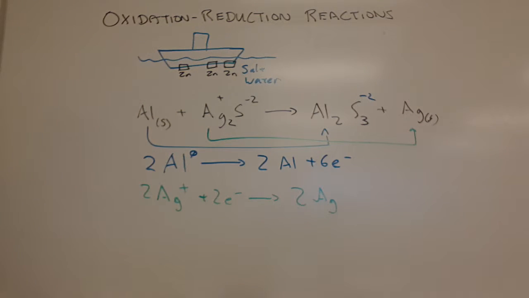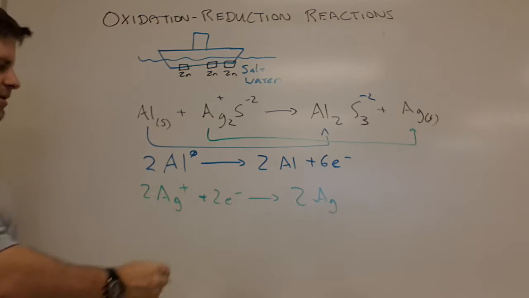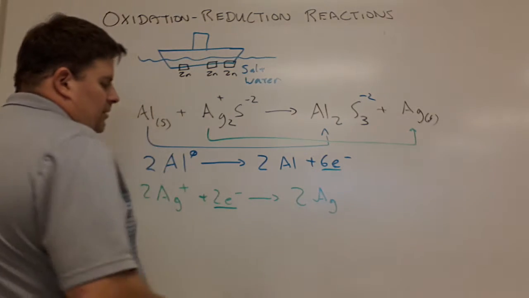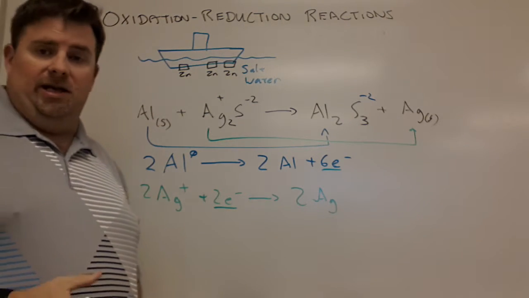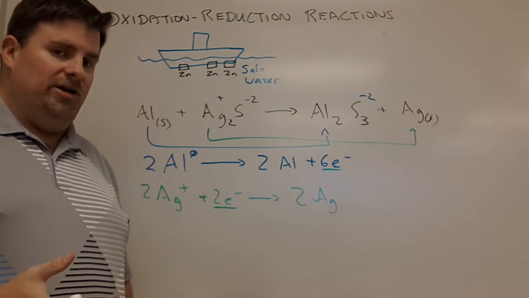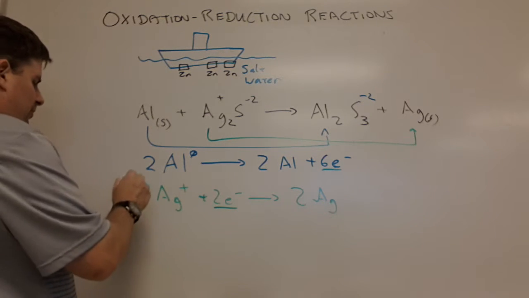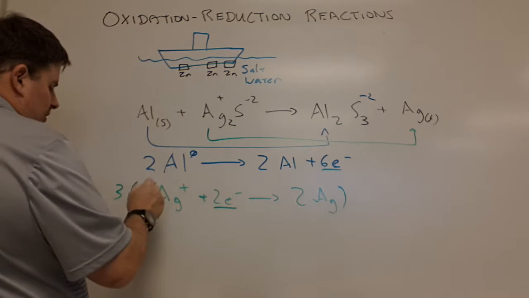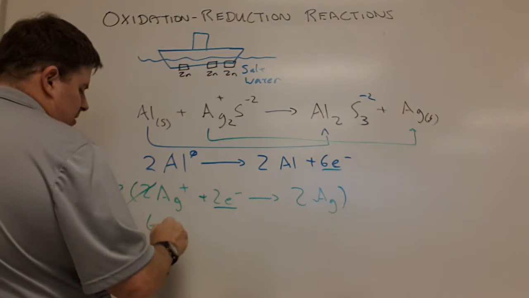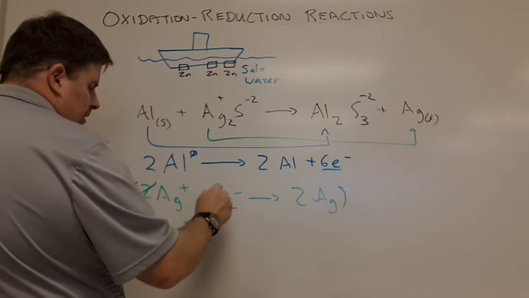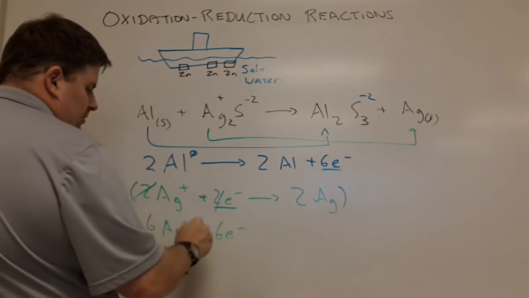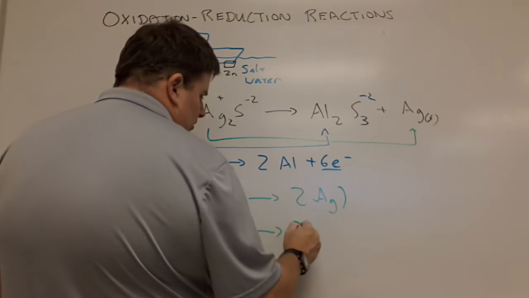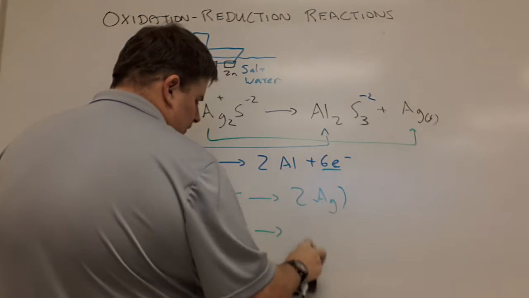Okay? But I have to make sure that my electrons are going to be appropriate. Okay? Because I can't have free electrons floating around. So I have to make sure the electrons are balanced. So I'm going to multiply this entire thing by 3. So now I've got 6 silver to start with. That means I've got 6 electrons here. And that's going to go to 6 silver solid.